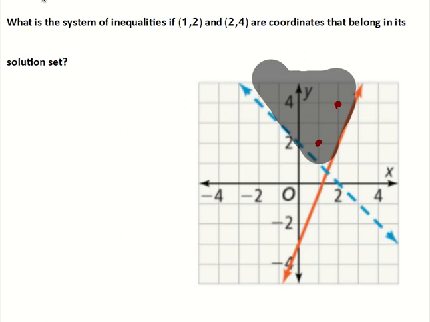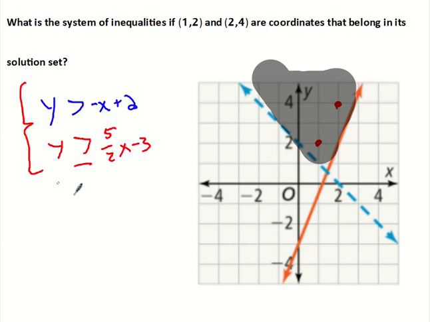So go ahead and pause it, try it, see how you do. Go. So here's the solution I got. Hopefully you paused it, you tried it. This is my system. I got y is greater than the blue line because it's shaded above. And I got greater than or equal to the red line because it's also shaded above, but also is solid. So that's why I have the or equal to. Here's my slope and my y-intercept.